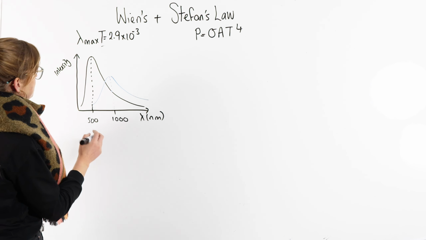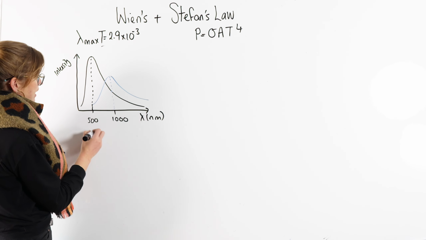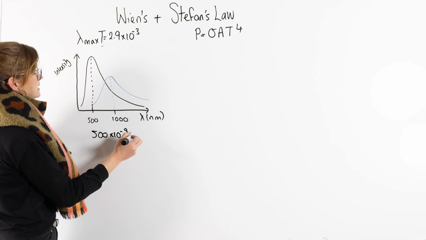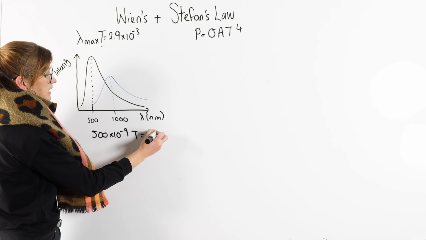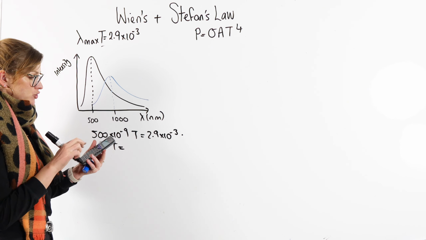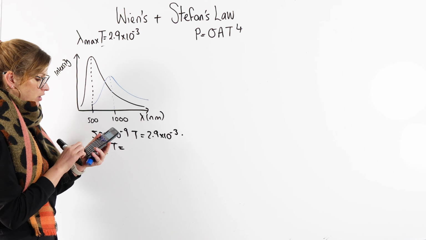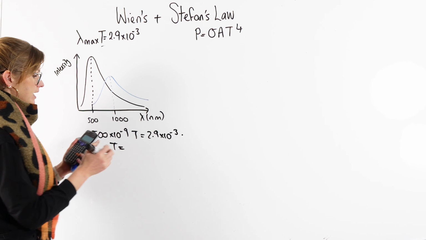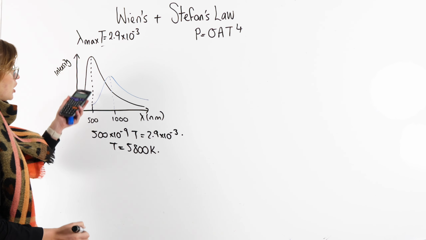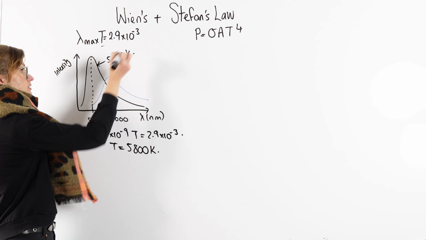To calculate the temperature of our black star, we do 500, check your axis, nanometers times 10 to the negative 9, times the temperature is equal to 2.9 times 10 to the minus 3. So I can figure out the temperature. All we have to do is 2.9 times 10 to the negative 3, divided by 500 times 10 to the negative 9. And we get a temperature of 5,800 Kelvin. So that's the temperature of this star, 5,800 Kelvin.